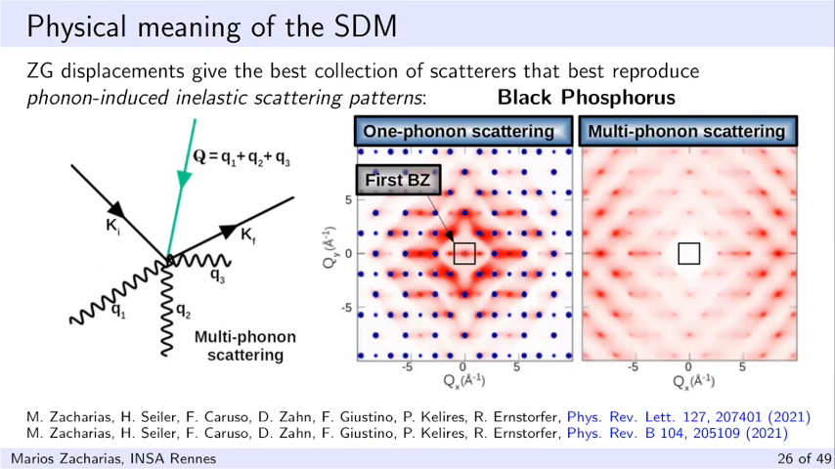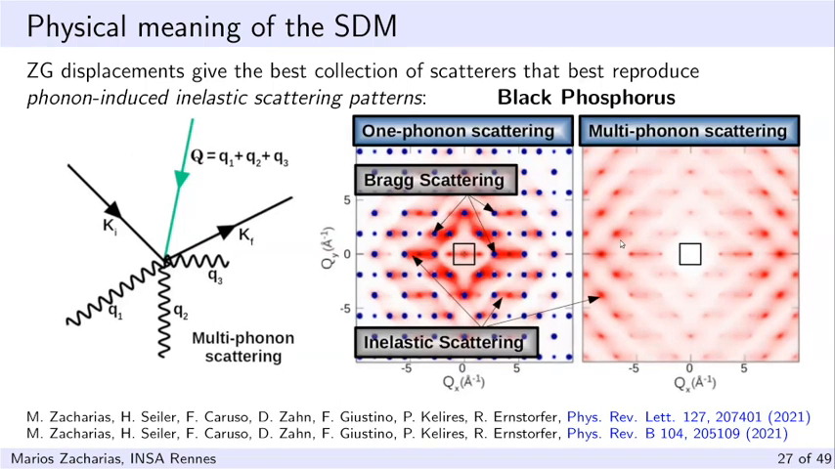So what's the physical meaning of this methodology? Is it just a numerical trick, or does it have some important physics? The way I like to convey the physical meaning of the special displacement method is this example of inelastic scattering. So imagine that the beam scatters inelastically from a material, and the beam is collected from the detector. Here, what we will see is the scattering intensity. Here, I have computed the scattering intensity of black phosphorus, and I distinguish between one phonon scattering and multi-phonon scattering. The blue dots essentially represent Bragg scattering, elastic scattering, and inelastic scattering comes from the scattering with the phonons, which is represented by red.